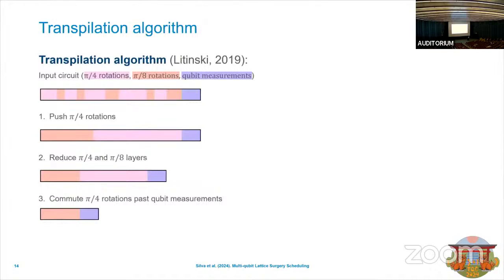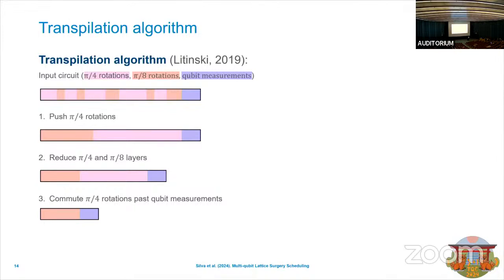Before I show you results about our experiments, I want to briefly talk about the transpilation algorithm that we run and which inspired the development of this method. This transpilation algorithm is inspired by this study here, the Lattice 2019. It's relatively simple. We get the input circuit composed of pi4 operations and pi8 operations. And then we perform these 3 steps to remove all the pi4, all the Clifford operations from the circuit, and to try to reduce the number of pi8, the non-Clifford operations from it.